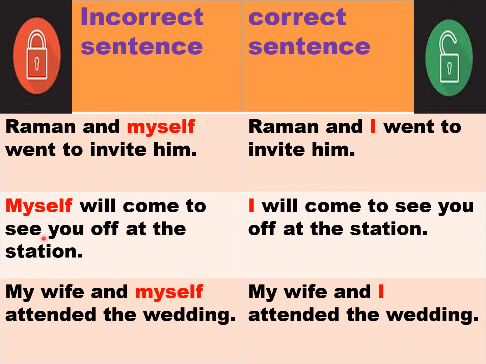Myself will come to see you off at the station. Instead of myself, we must use I. I will come to see you off at the station. My wife and myself attended the wedding. Here also, instead of myself, I must be used. So otherwise, preceding this verb, we must use the nominative case and not the reflexive pronoun.